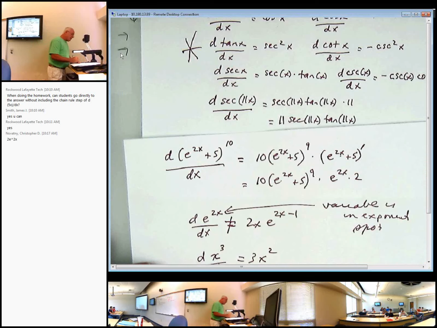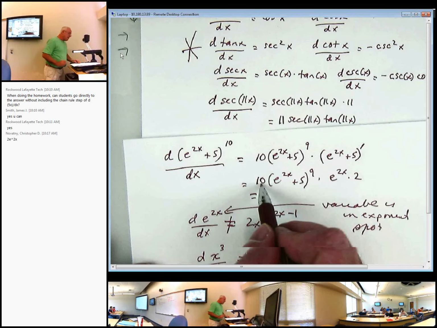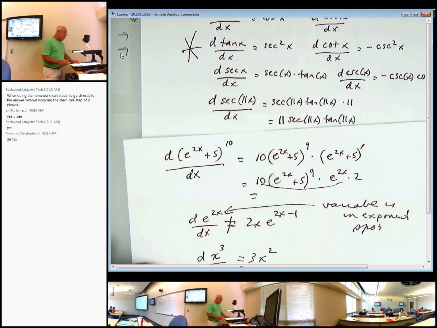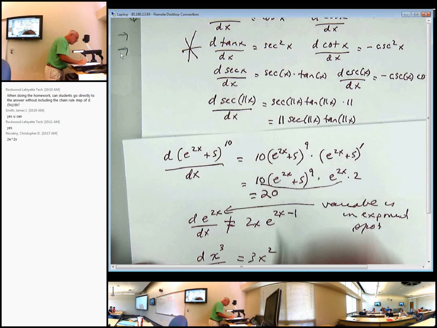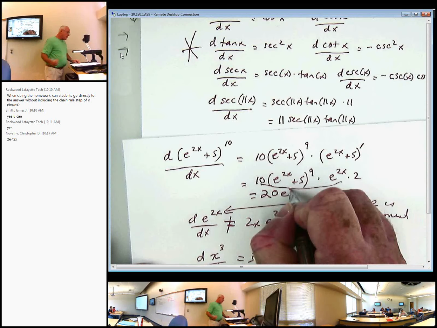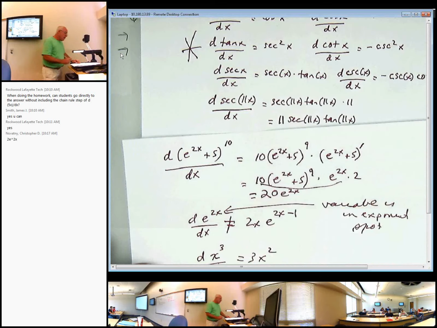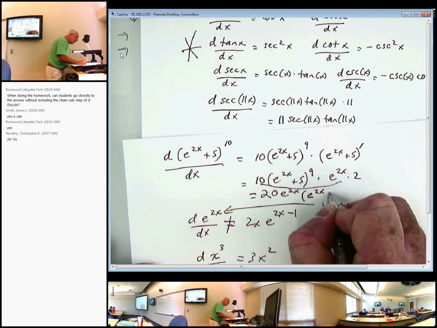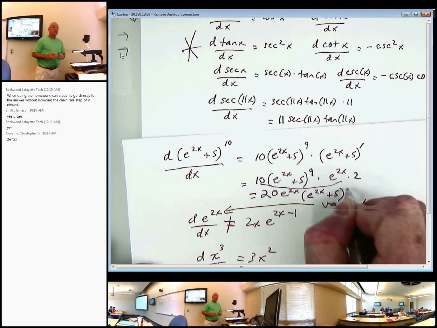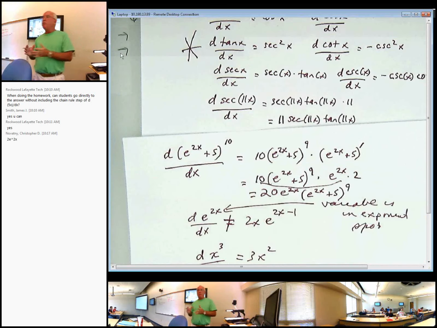And so we can kind of simplify this. We have a 10 and a 2 that we're multiplying, so that gives us 20 times, let's put the e to the 2x next, 20 times e to the 2x, and then let's put our parentheses, e to the 2x plus 5, close parentheses, to the 9th power. That would be our full answer.